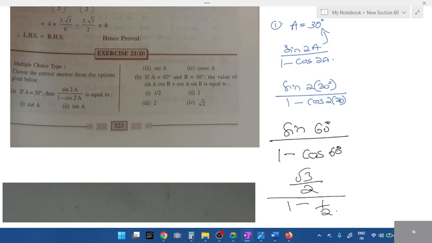Okay. And they've given 4 options. Do one thing, substitute A here, students. What is cot 30? Substitute cot 30, tan 30. Check which option you get. What is sec 30? Cosec 30. Substitute all the values. Tell me which option you get as the right answer.